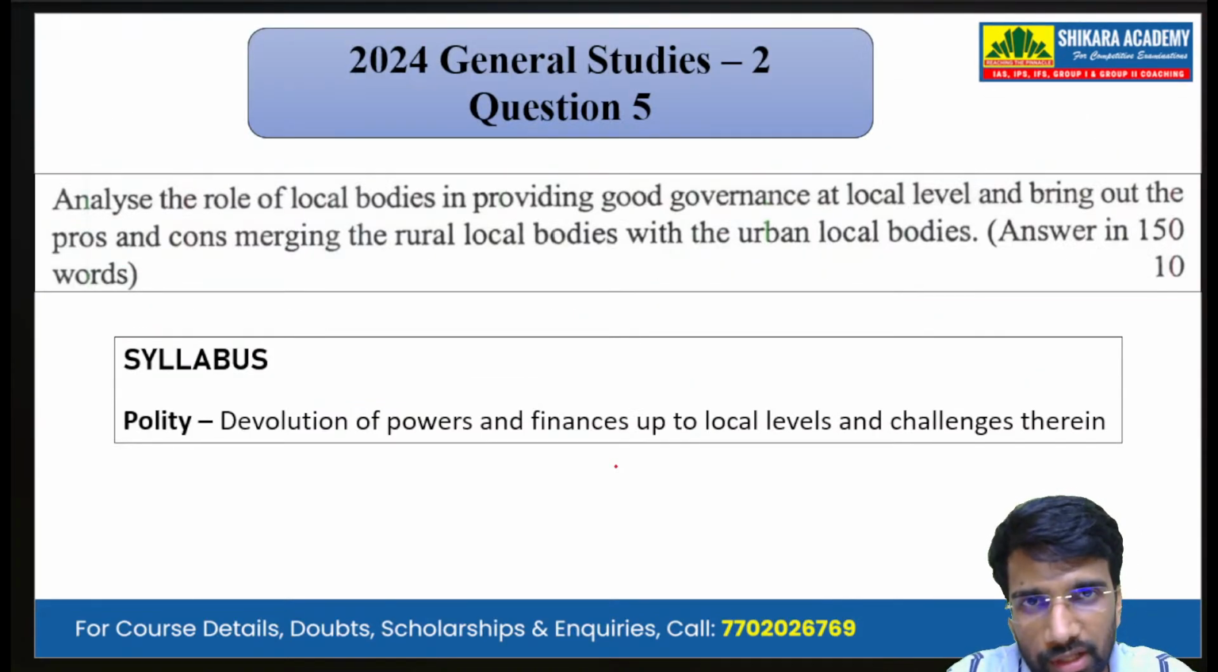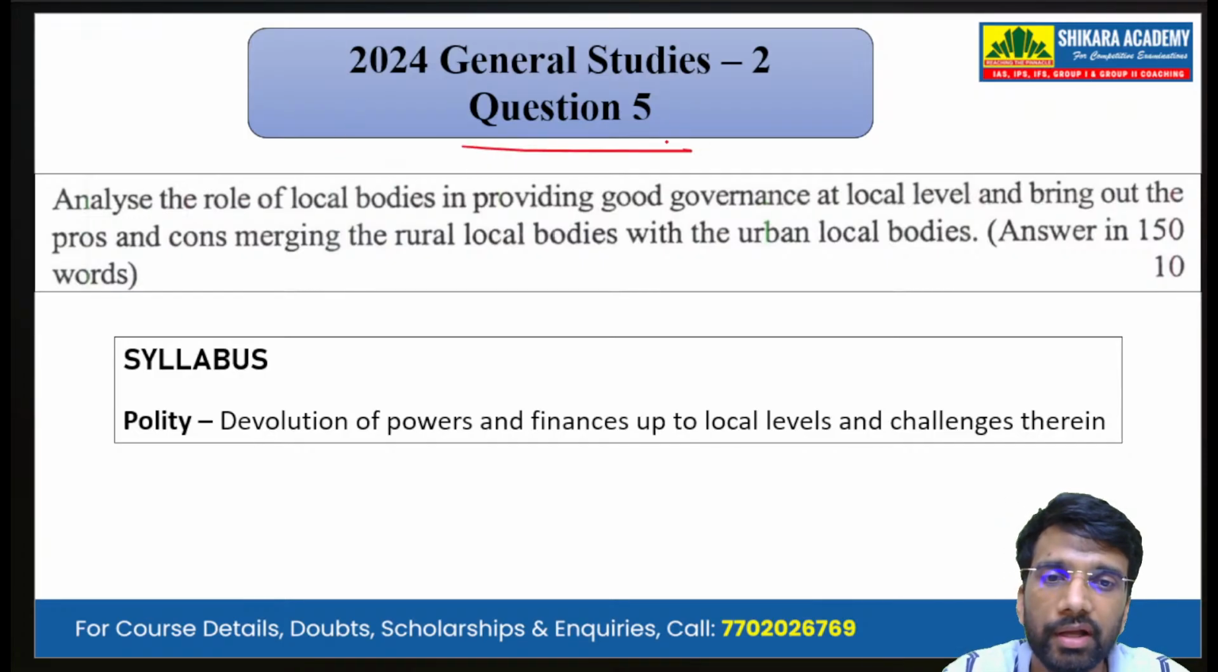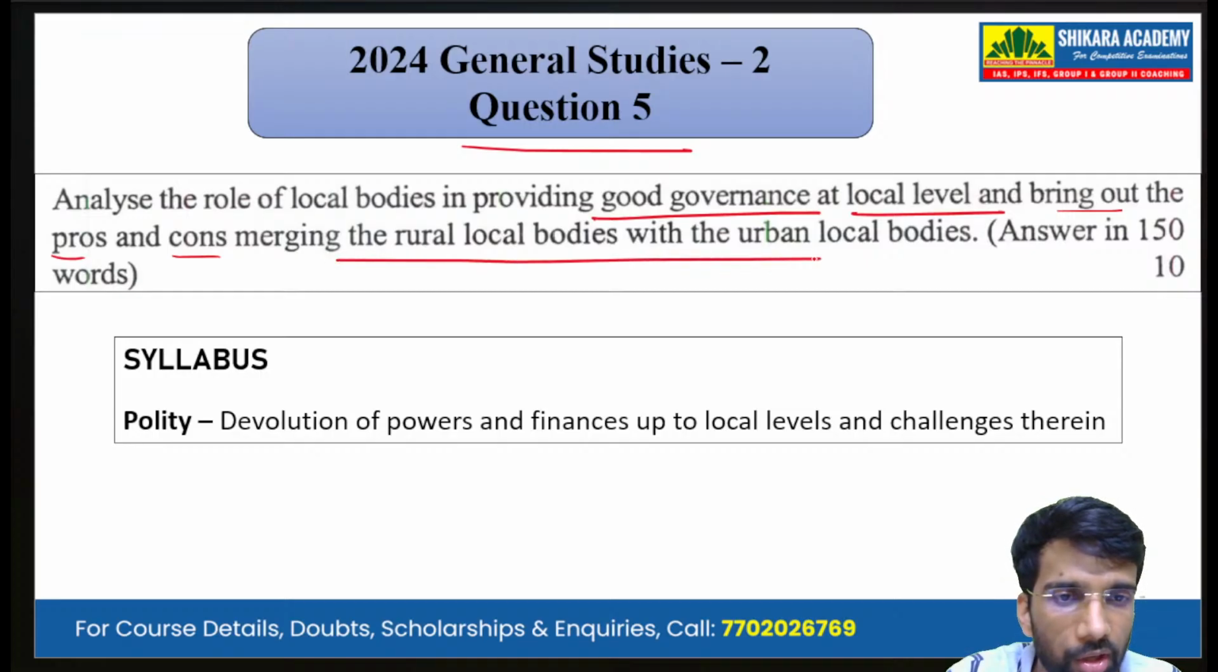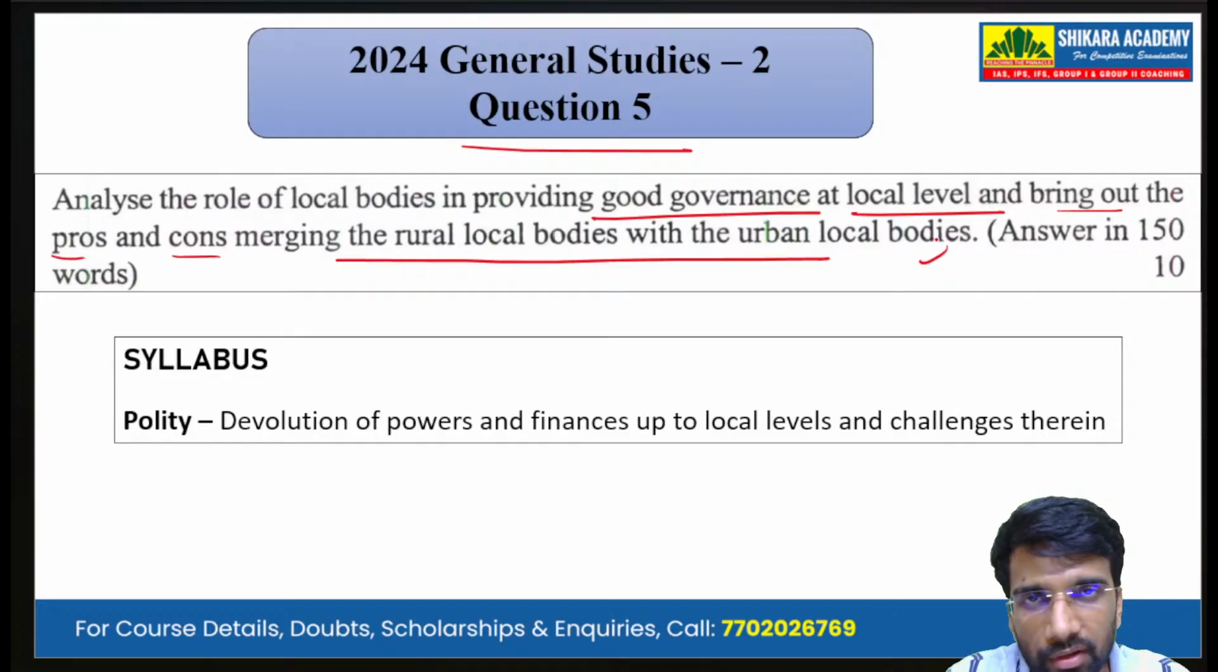Moving on to the discussion of the last question of the day. Question number 5. Analyze the role of local bodies in providing good governance at local levels and bring out the pros and cons of merging rural local bodies with the urban local bodies. A 10-mark question has to be answered in 150 words.